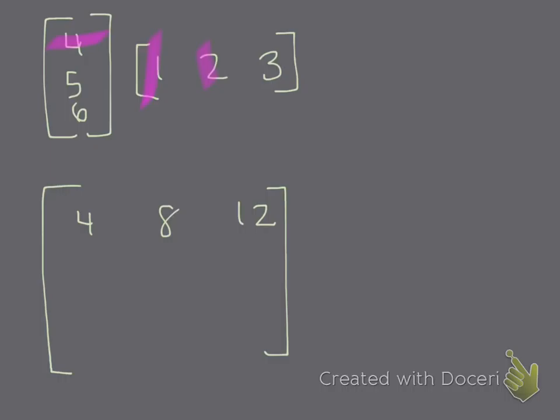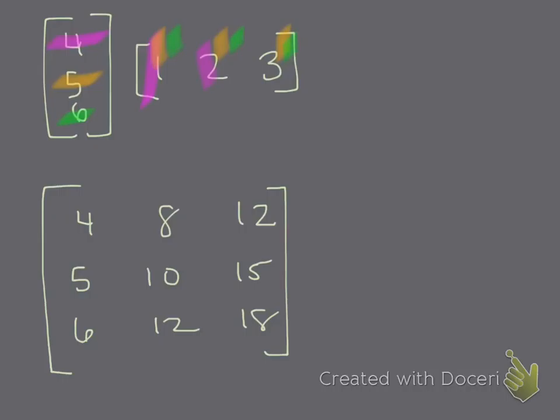Now I'm moving on to my next row, and I'm using 5 times all 3. So I will get 5, 10, 15. Now I need to move to row 3, and row 3 needs to get multiplied by all 3 columns. So I'll get 6, 12, and 18.